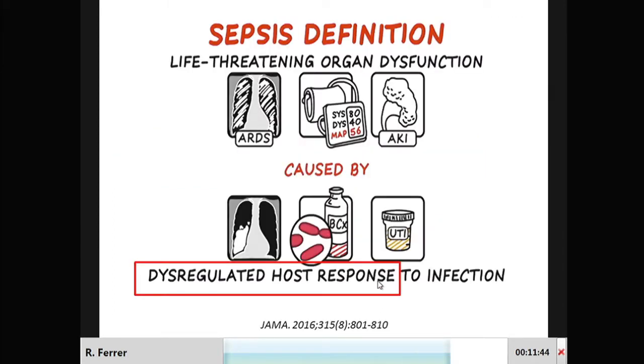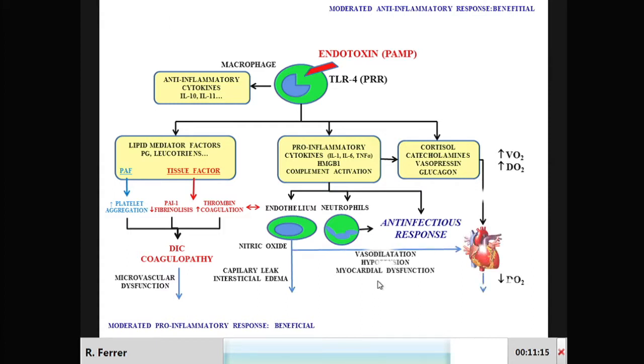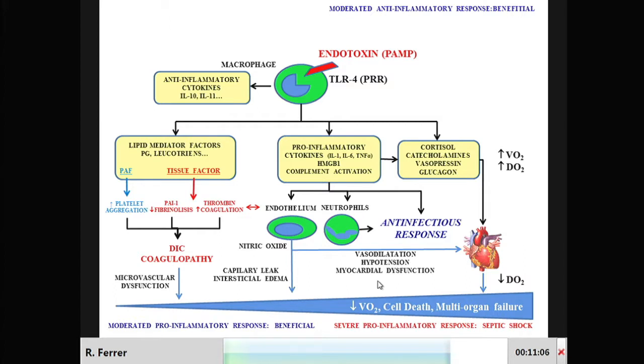However, we said that some patients have a dysregulated host response, those patients with sepsis. Those patients are going to have an increase in the activation of the coagulation with DIC and coagulopathy because of consumption, and excess of inflammatory biomarkers, release of nitric oxide in the endothelial cells with microvascular dysfunction, capillary leak, interstitial edema, vasodilatation, decrease in cardiac contractility, and at the end, decrease in oxygen delivery, together with decrease in oxygen consumption and dysfunction of the organs.